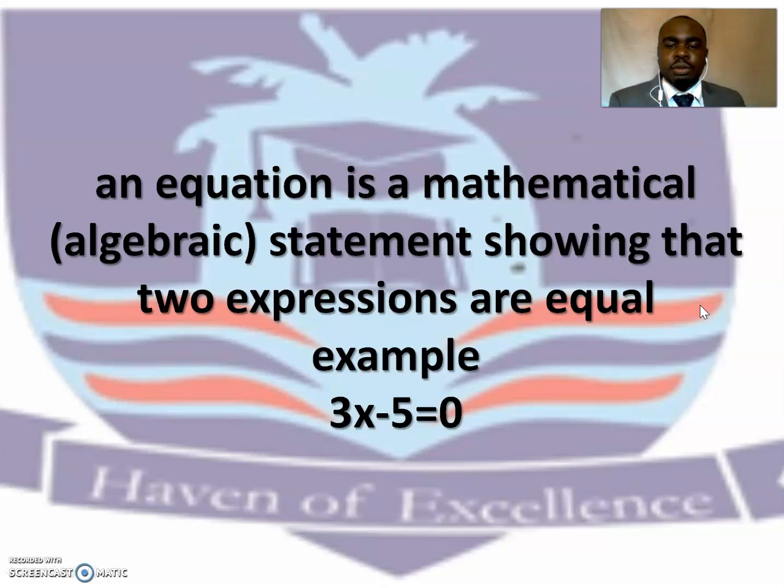What is an equation? An equation is simply a mathematical or algebraic statement showing that two expressions are equal. For example, we have 3x minus 5 equal to 0. This is an algebraic expression and this is an algebraic expression. Both of them being equal makes it an equation.